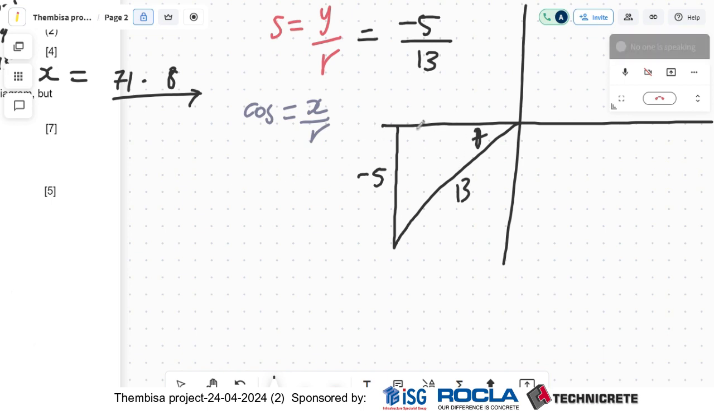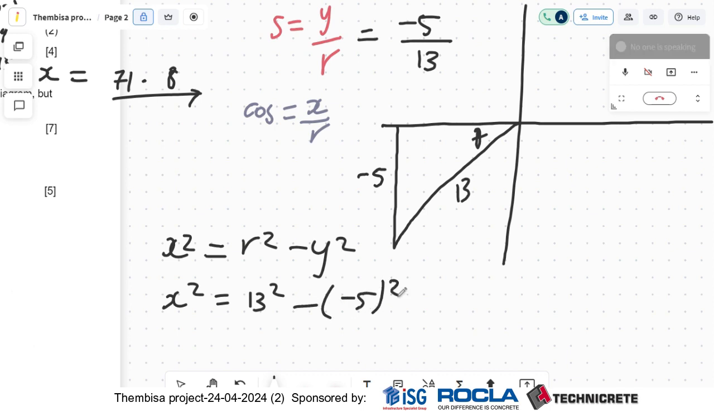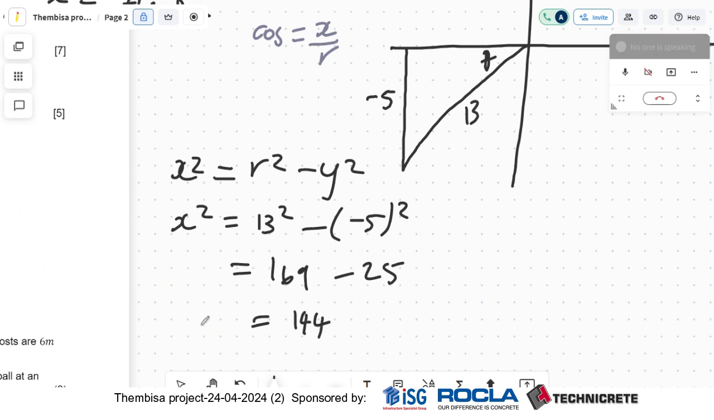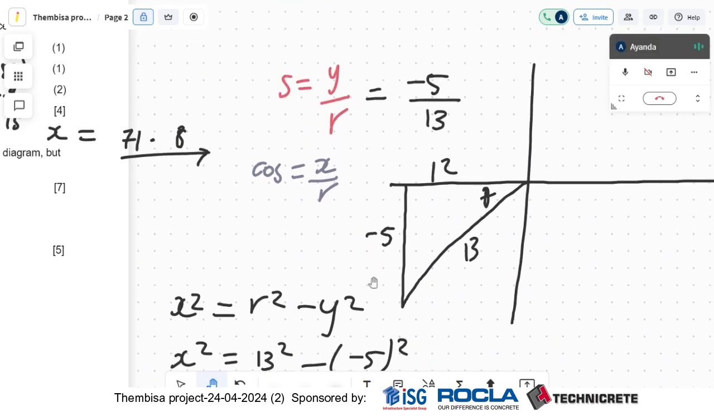And in order to find the value of x, we're going to have to use Pythag. So x squared is equal to r squared minus y squared. So x squared is going to be 13 squared minus negative 5 squared. So that is 169 minus 25, and that gives us 144. And if x squared is 144, the square root of 144 is 12. So x is equal to 12. Or you could have known that this is a Pythag triplet and just added the x into your diagram. So cos is going to be 12 over 13.